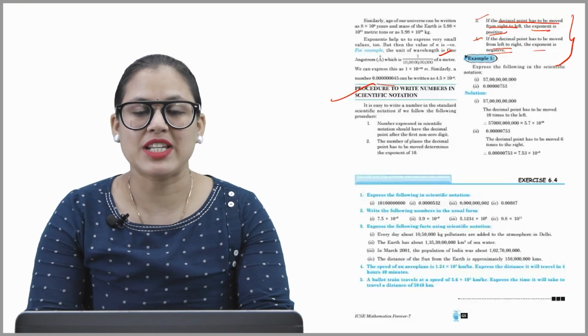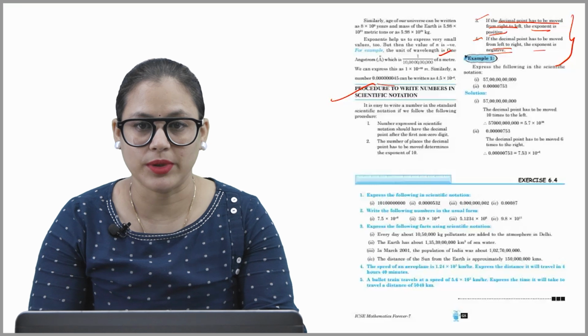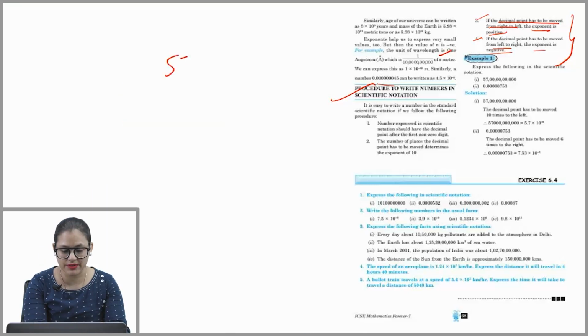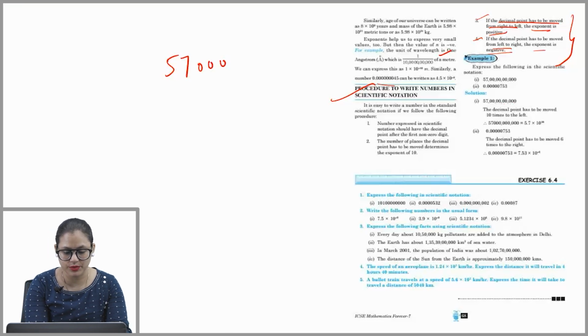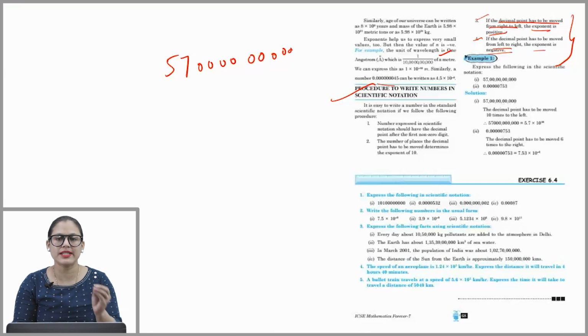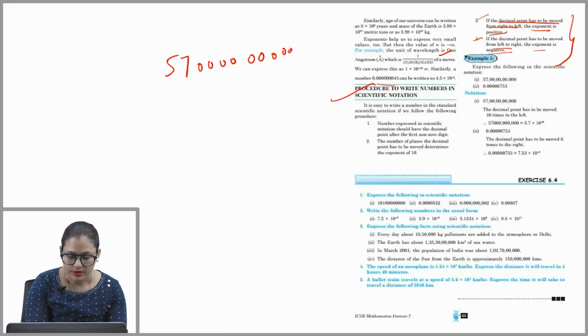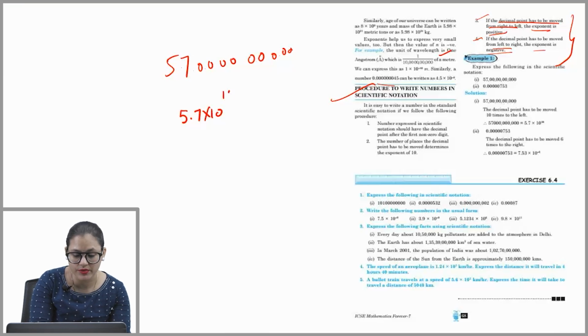Okay, now express the following in scientific notation. 5, 7, and then how many zeros are there? 1, 2, 3, 4, 5, 6, 7, 8, 9. So the decimal point has to be moved 10 times to the left. Means 1, 2, 3, 4, 5, 6, 7, 8, 9, 10. So we will write it as 5.7 into 10 raised to the power 10.